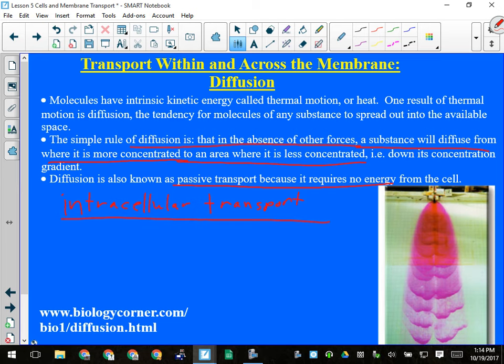All right, everybody okay with that? All right, so what can diffusion transport?